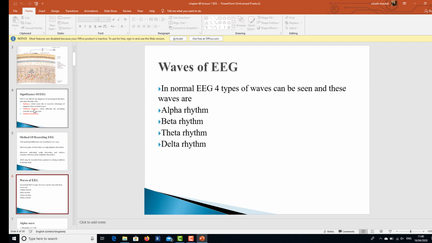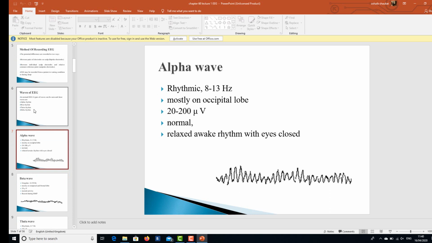Now, let's talk about the waves of EEG. Normally, the electroencephalogram has four different types of waves, and they are alpha, beta, theta, and delta. Now, what are alpha waves? Alpha waves are rhythmic, having a frequency of 8 to 13 Hz, and they are mostly recorded on the occipital lobe, having 20 to 200 microvolts, and they are recorded when the person is normal, relaxed, awake, and with closed eyes.